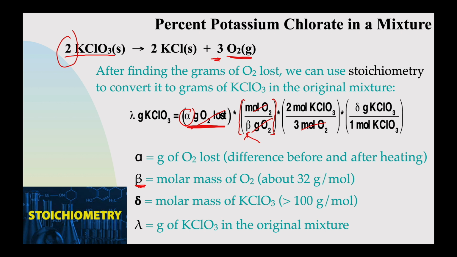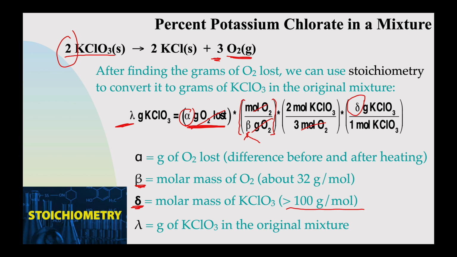But we want to turn this back into grams of potassium chlorate. So this little delta sign here is the molar mass, the grams per mole of KClO3. And this lambda is the grams of potassium chlorate. So you're turning moles of KClO3 into grams of KClO3. Delta here is going to be a number. It's the molar mass. It's a number larger than 100, and I want you to calculate it. It shouldn't be too difficult. On the periodic table, look up a K, a Cl, and 3 O's. Add those numbers together. Whatever that number is, that's going to go in delta.